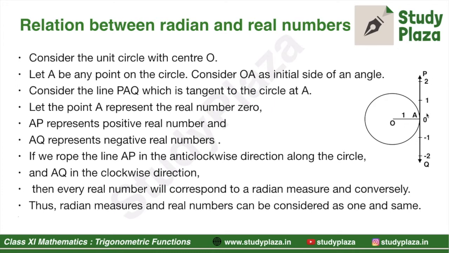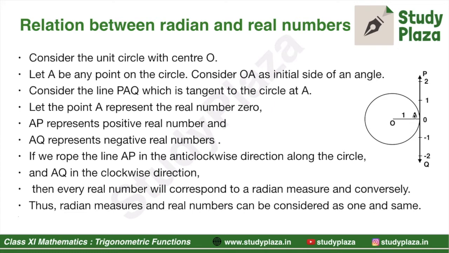Draw PAQ as a tangent to the circle at point A. Now AP represents a positive real number and AQ represents a negative real number. If we wrap AP in the anticlockwise direction along the circle and AQ in the clockwise direction along the circle, then every real number will correspond to a radian measure.